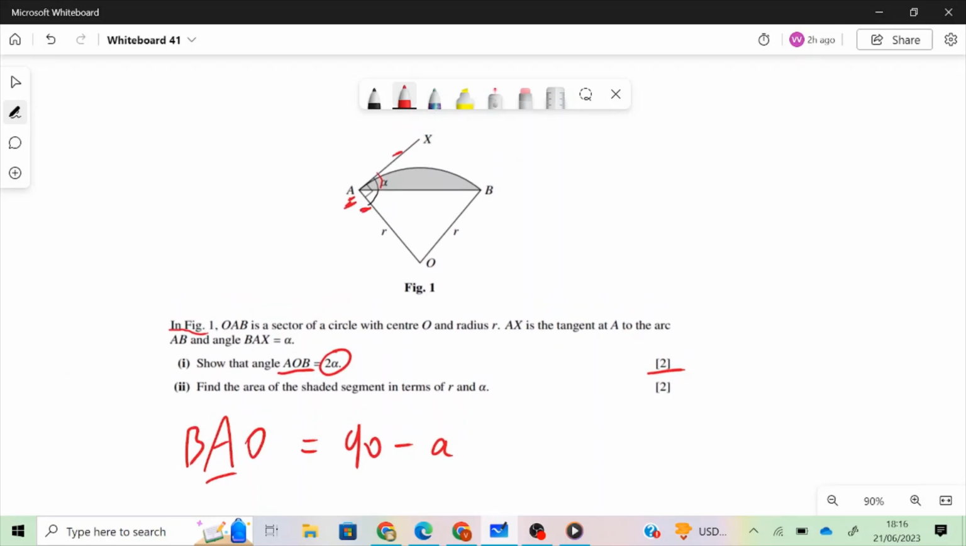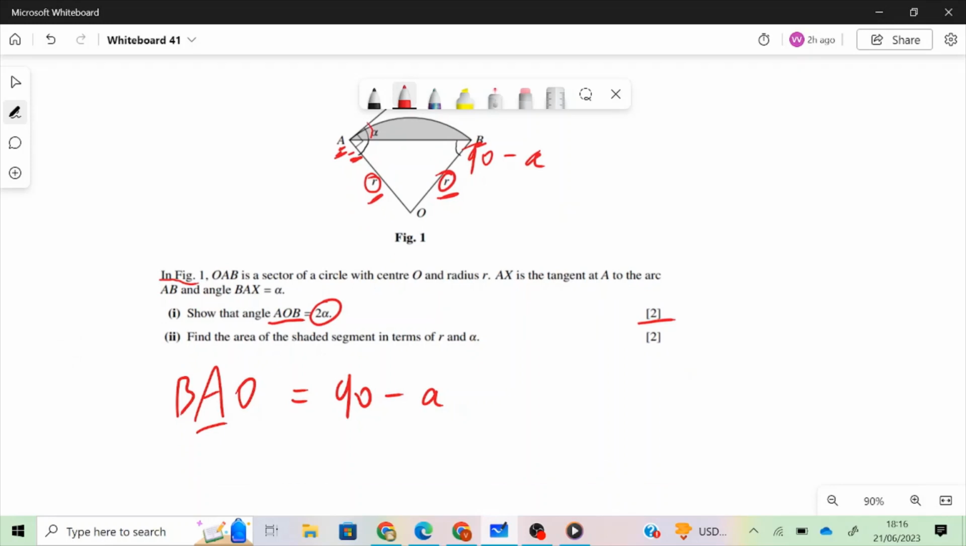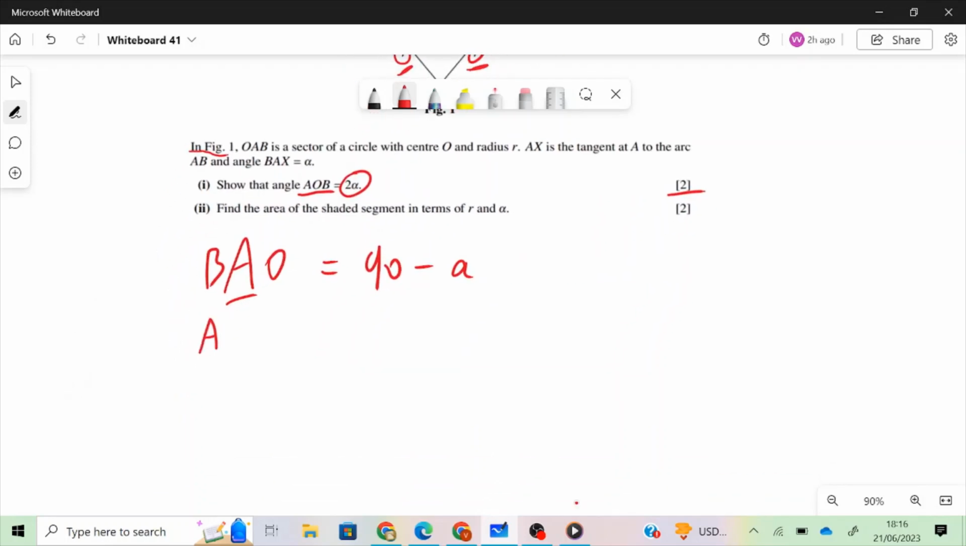Now if this is 90 minus alpha, this over here should also be 90 minus alpha. Why would this be 90 minus alpha? Because if you look closely, this is an isosceles triangle. The length of this is R and the length of this is R. When you have the same lengths over here, it's an isosceles triangle, meaning the base angles are always the same. So if BAO is 90 minus alpha, that means angle ABO is also 90 minus alpha.